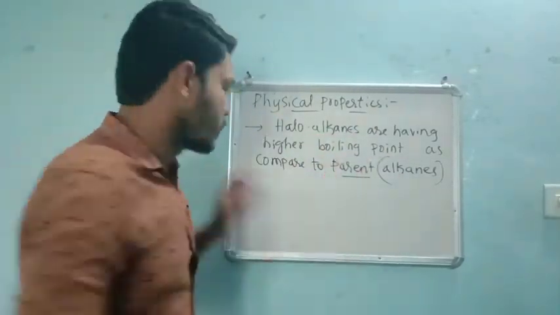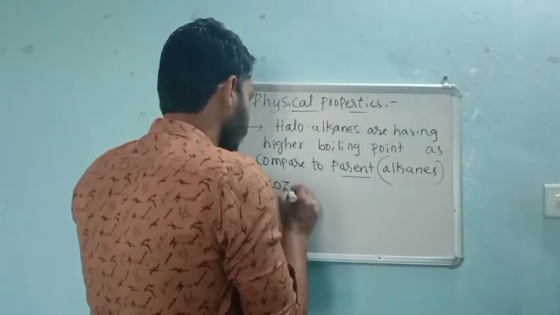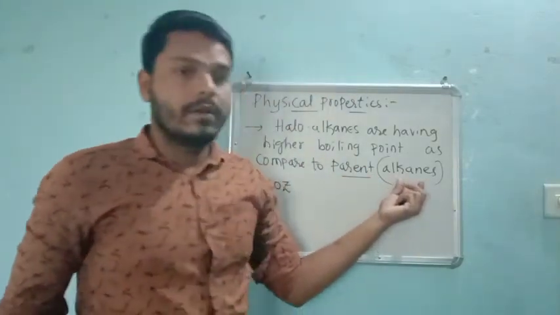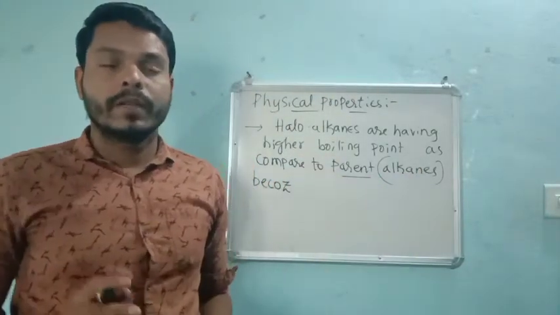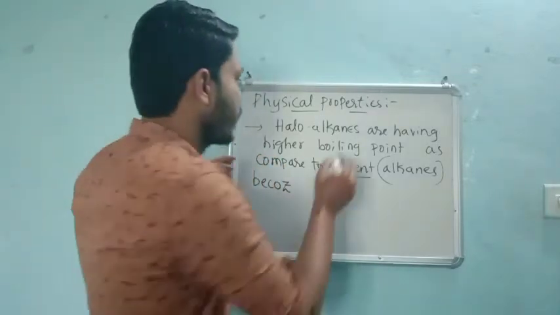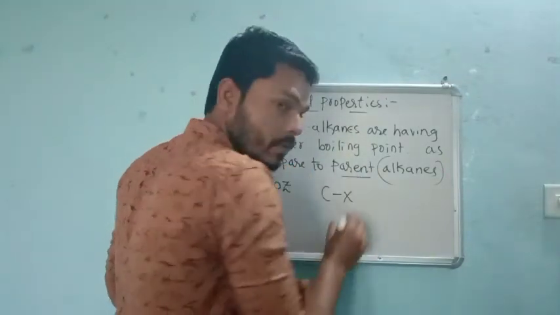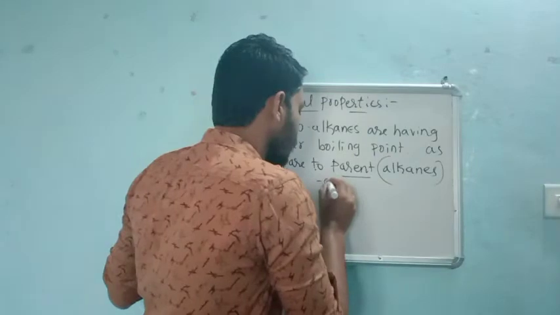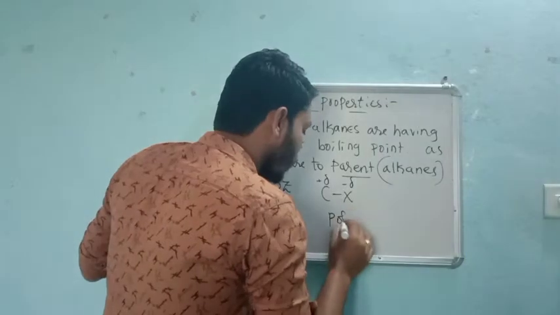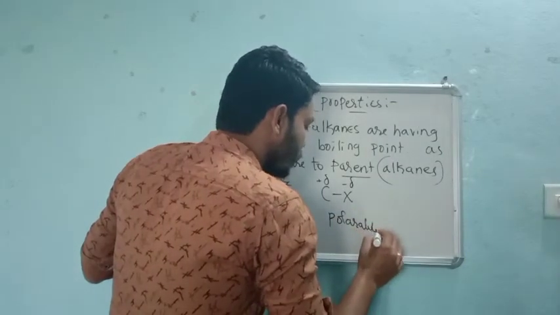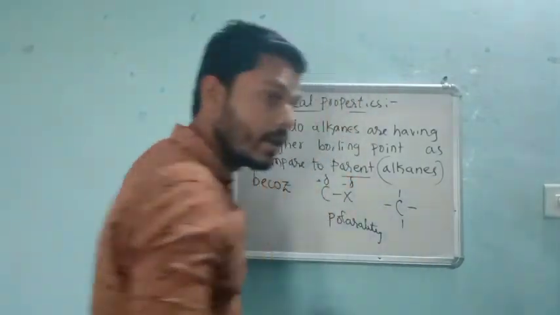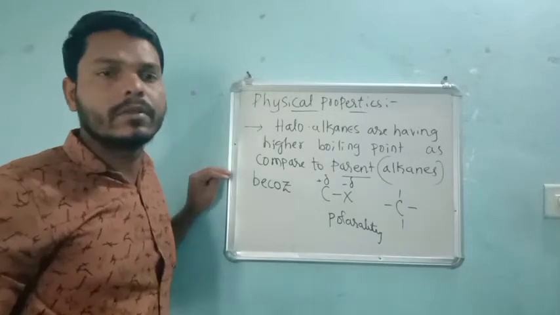Why? Because the reason is here. In the parent alkane, that means in normal alkanes, there is no polarity. But already we know in case of haloalkane there will be a CX bond, right? CX bond means partially positive and partially negative. There will be a polarity. But what about normal alkane? There is no polarity. In normal alkane, is there any polarity? Only C-H, so there will be no polarity.